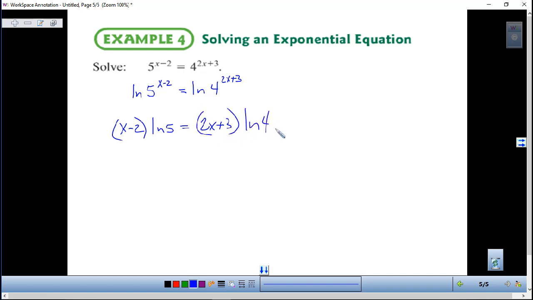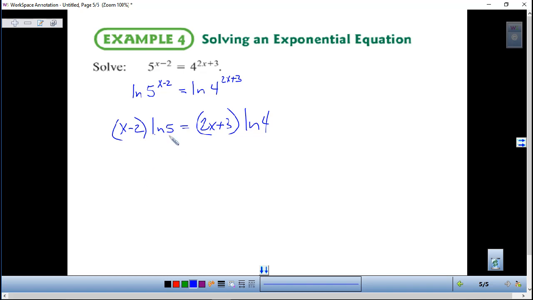Now guys, be real careful here, because you're going to want to just move that thing out there in front and not put parentheses around it, but there's a big problem with that. You're going to forget that you've got to multiply this natural log of 5 times both those terms, and this natural log of 4 times both those terms. You've got to distribute that now, and you'll see why in just a second.